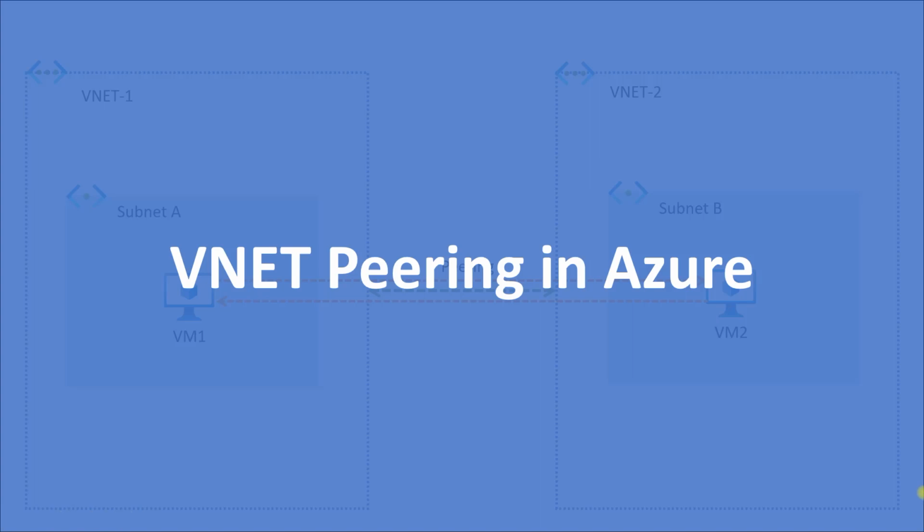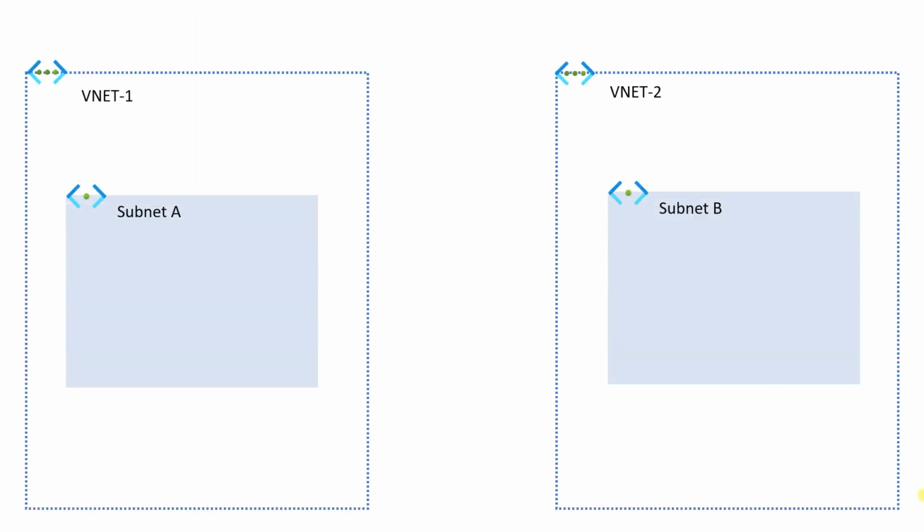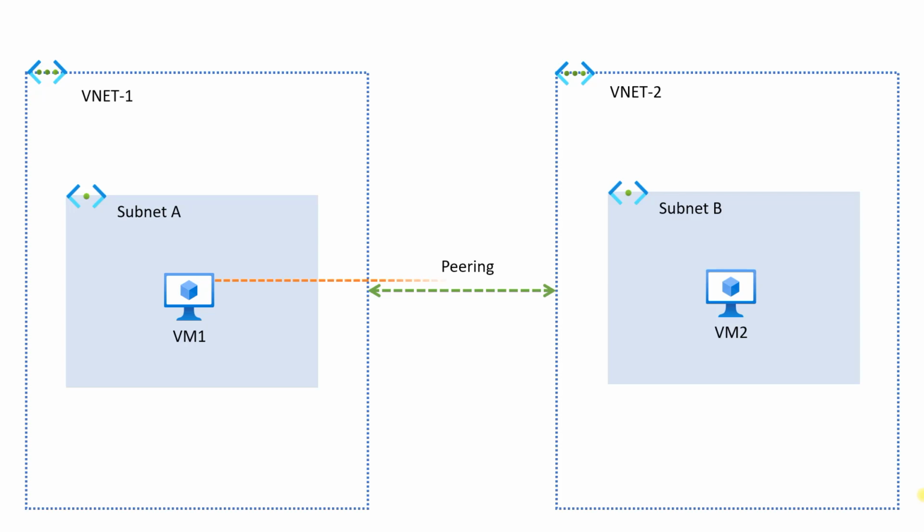In this lab, we configured two VNets, two relevant subnets and two VMs. Then later we configured peering between these two VNets, and we tested the communication from VM1 to VM2 and VM2 to VM1 using ICMP ping.